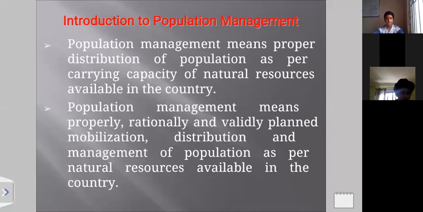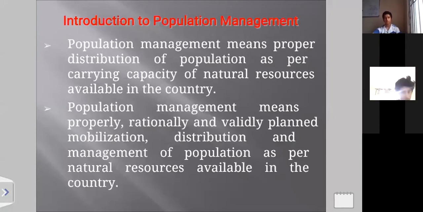That means according to the availability of resources, population distribution should be in a properly planned way, and management of population. Management is well planned management of population as per natural resources available in the country. That is also one of the definitions of population management. So population management indicates properly, rationally, and legally planned mobilization, use, distribution, and management of population.